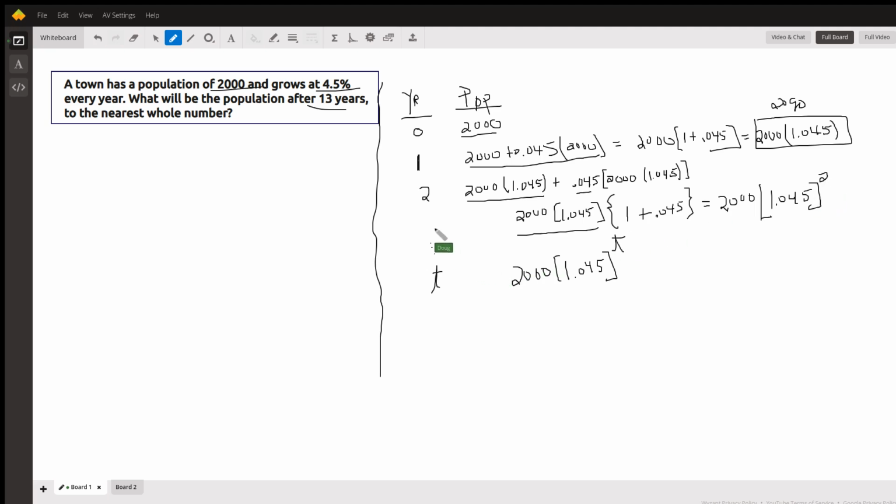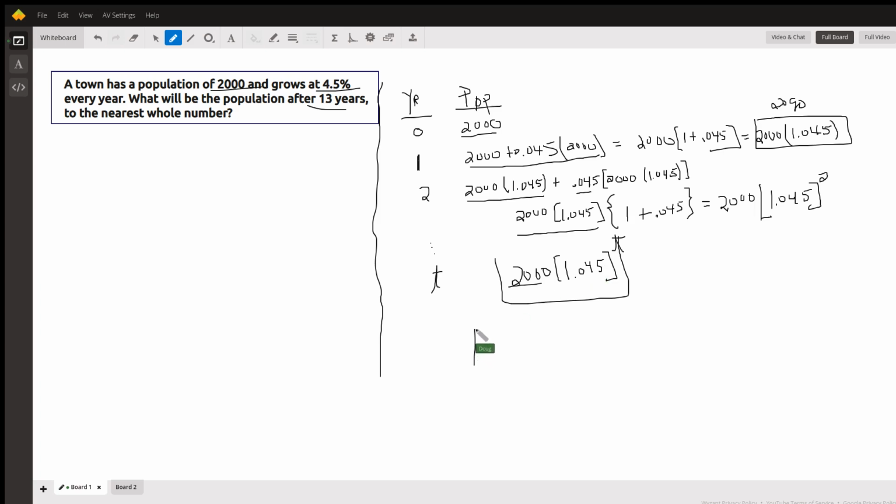And if we follow that pattern, we end up with a formula that's called exponential growth. Okay, so that's the formula right there. 2000 is the initial value. When t is 0, that number to the 0 power is 1, we get 2000. When t is 1, 2000 times 1.045, that would be 2090, and so on.